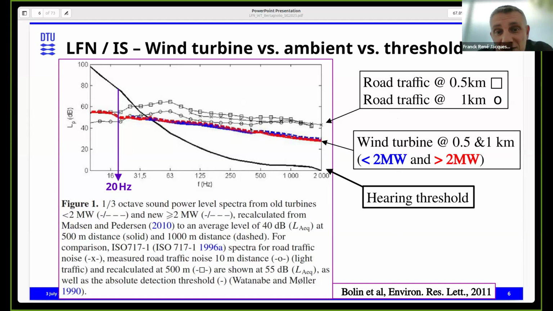But you still see that it depends on where you are, of course, but in their study, it's always lower than road traffic noise, actually. And then if you superpose the audibilities, you can see that below 30 hertz, everything is not audible, actually. So that's more or less common knowledge.